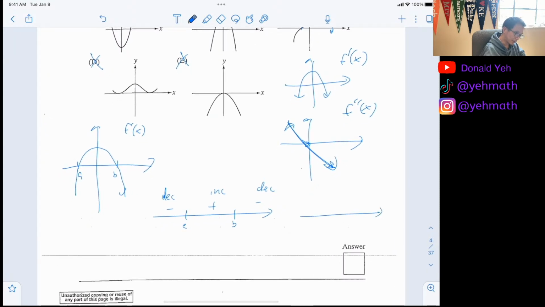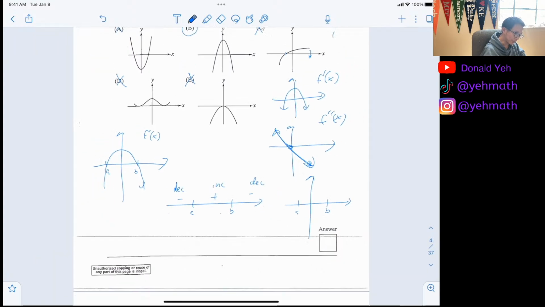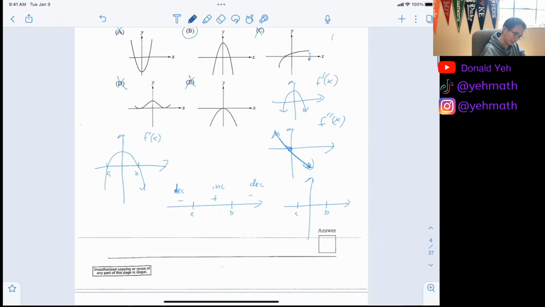So then the original graph at A and at B is going to be decreasing here up to A, and after that it's going to be increasing, and then B is decreasing.